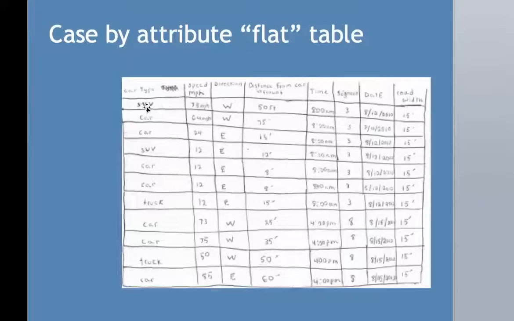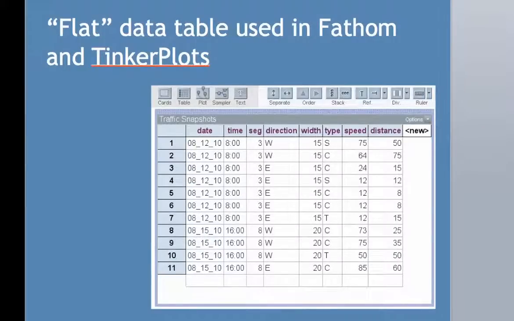So the first vehicle is an SUV going 75 miles per hour, heading west, 50 feet behind the vehicle in front, at 8 a.m. on segment 3 on this date and on a road that's 15 feet wide. This is the type of data table used by most statistical software programs, including Fathom and Tinkerplots. To structure data in this way, you have to be willing to consider the width of the road, for example, as a feature of a vehicle rather than a feature of a road.